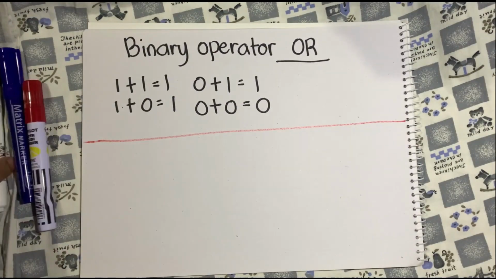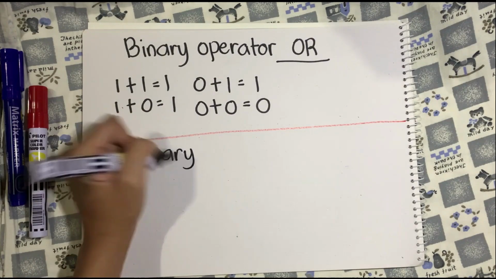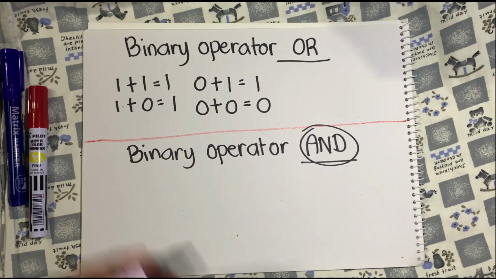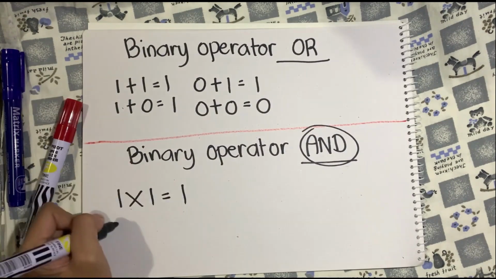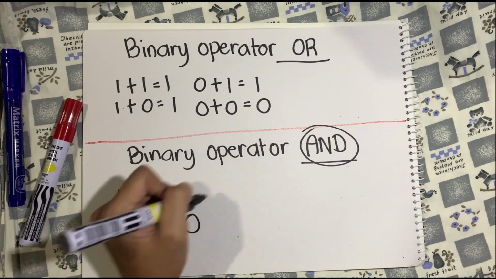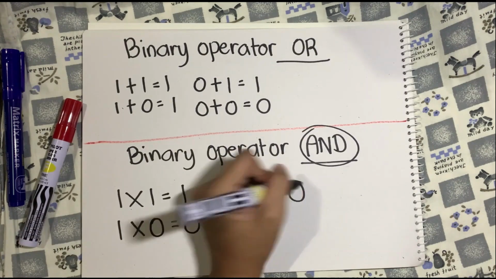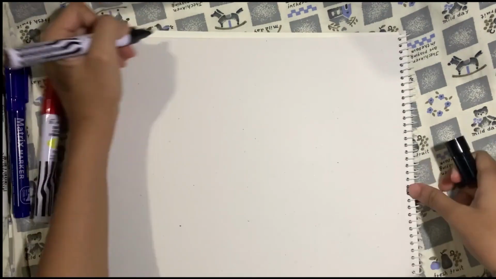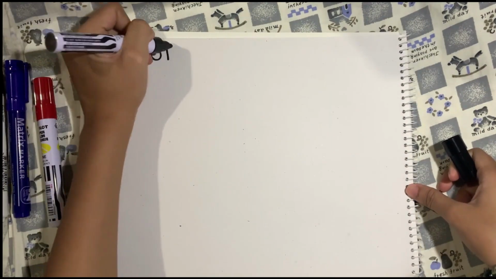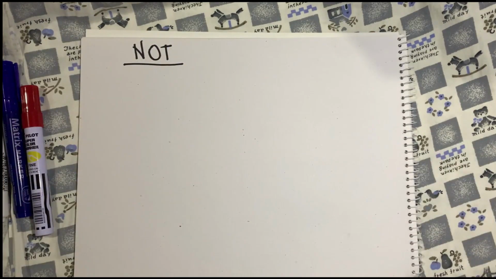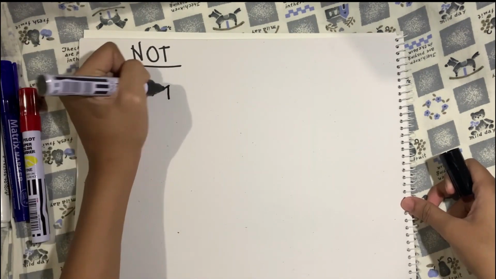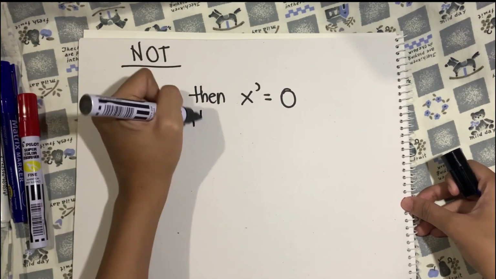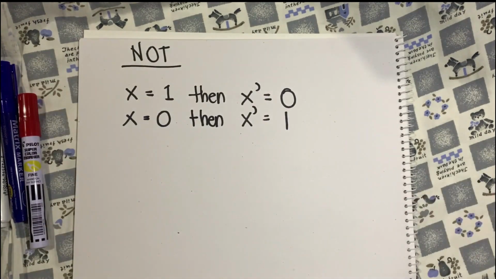For the binary operator AND, it's simple. We're just like multiplying 1 and 0. For example, 1 times 1 is equal to 1. 1 times 0 is equal to 0. 0 times 1 is equal to 0. 0 times 0 is equal to 0. For the complement or the unary operator NOT, you have to put the opposite of the input value. For example, if x is equal to 1, then the complement of x is 0 and vice versa.